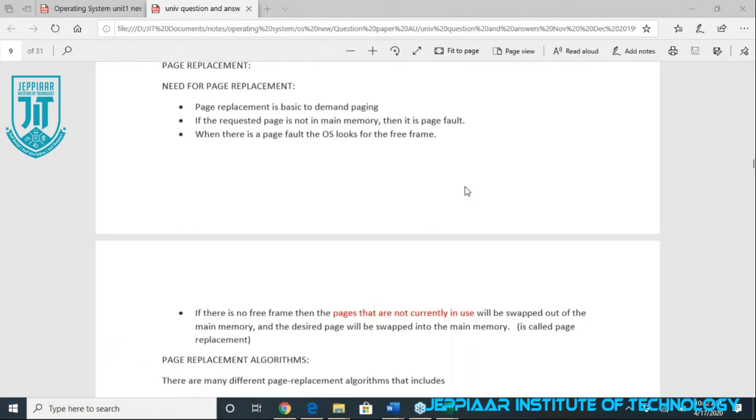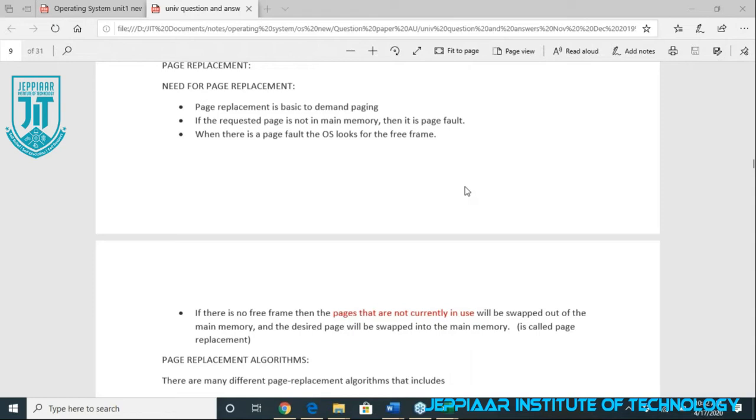So when the page fault occurs, what you have to do is find a free frame to load that particular page from the secondary storage and bring it into the main memory for execution. Whenever there is a page fault, the operating system looks for a free frame.